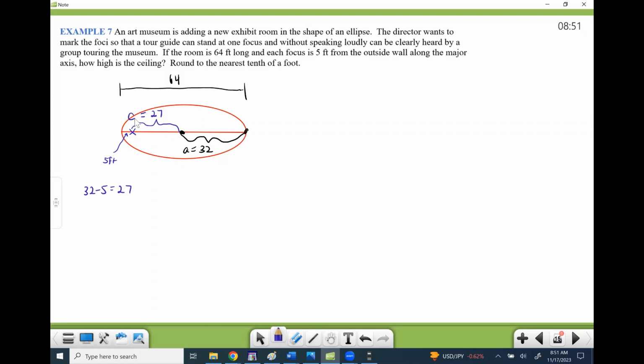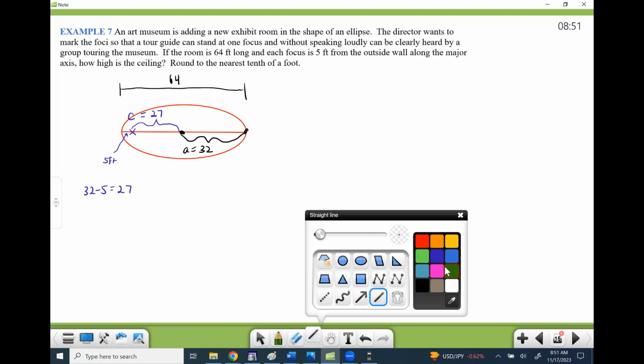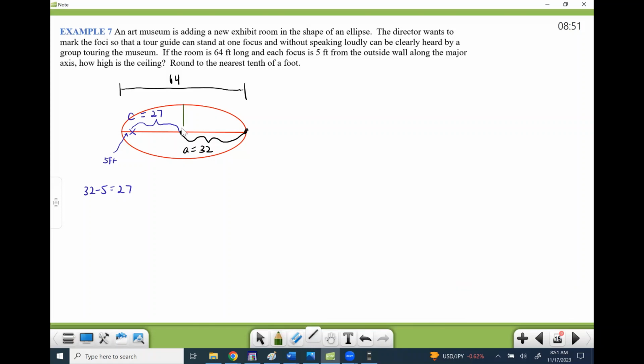So we're going to go ahead and try to write the equation here. Let's see, what do we need to find? How high is the ceiling? All right, so we want to find out how long that is. So in other words, we want to find out what B is. Then we'll know how high our ceiling is.